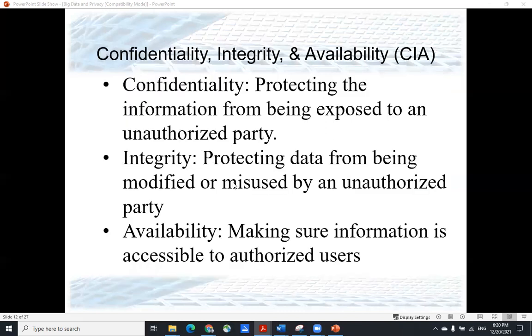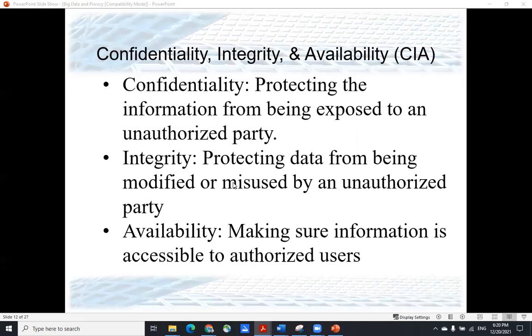So again, talking about confidentiality, because when we talk about privacy, we need to understand these three terms: confidentiality, integrity, and availability. Especially confidentiality, protecting the information from being exposed to an unauthorized party. So you have confidential data, for example, you're sending a message out, maybe a secret recipe, or something that you want to discuss with someone but you don't want other people to see. That's confidential information.